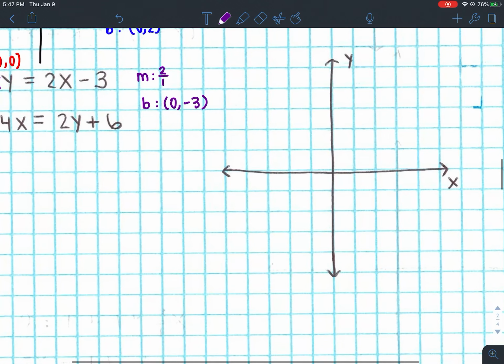All right, so we're going to first plot our y-intercept at negative 3. And then our slope, we're going to do up 2 and to the right 1. Up 2 to the right 1, and so on. And then I'm going to do the opposite in one direction over there.